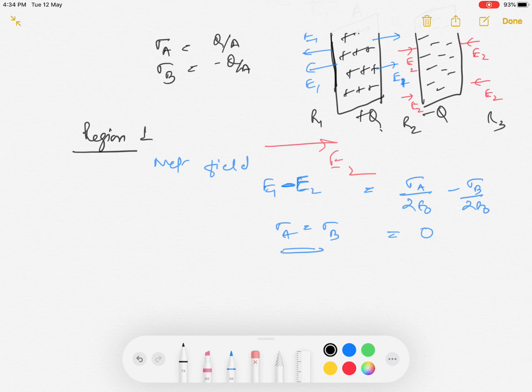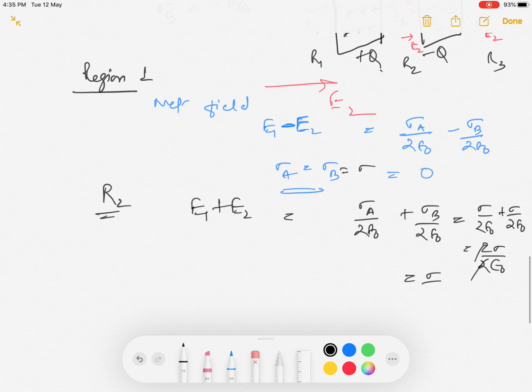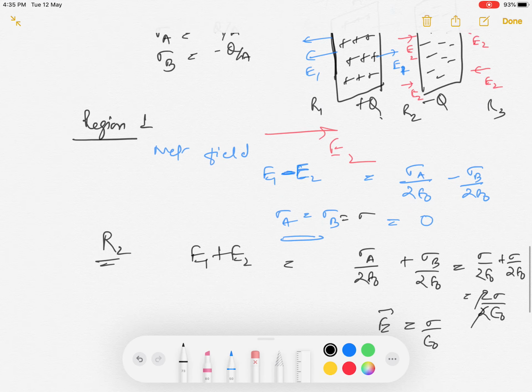Now the field in the second region: the net field will be E1 and E2, both are in the same direction. So E1 plus E2, that is sigma A upon 2 epsilon 0 plus sigma B upon 2 epsilon 0. Or you can just write sigma only, sigma upon 2 epsilon 0 plus sigma upon 2 epsilon 0, which is equal to 2 sigma upon 2 epsilon 0, or the electric field becomes sigma upon epsilon 0. This is the field in the region between the two plates.